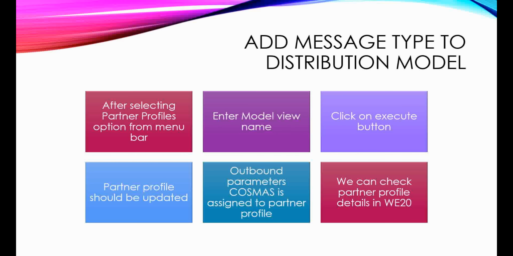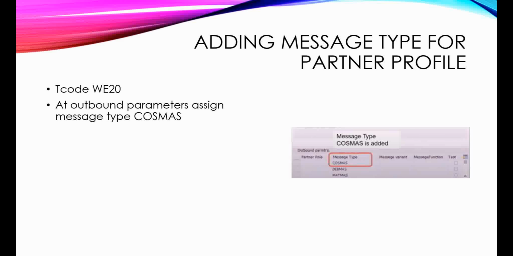After selecting the generate partner profiles option from the menu bar, we have to enter the model view. Then we have to click on the execute button. In the next screen, we have to update the partner profiles. For that, we have to go to transaction WE20. WE20 is the transaction code to create partner profiles. But here the partner profile is already created. We just have to add the message type to that existing partner profile.